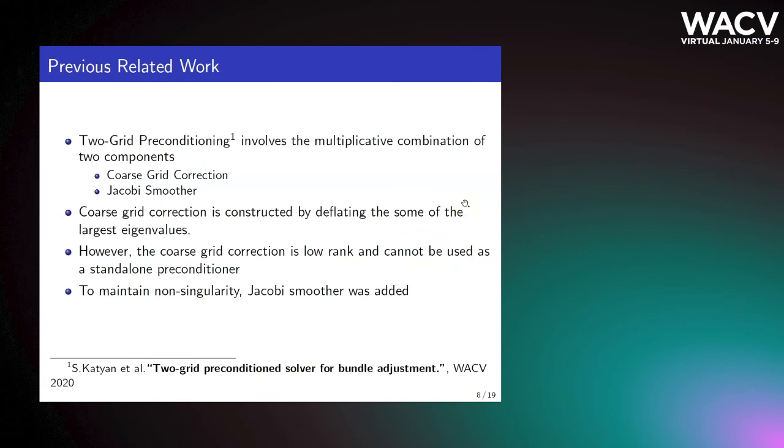In our previous paper, we designed a preconditioner using the two-grid method. It consists of the multiplicative combination of two components: a coarse-grid correction, which is constructed by deflating some of the largest eigenvalues, and a Jacobi smoother. The reason for using a smoother is that the coarse-grid correction is low-ranked and thus cannot be used as a standalone preconditioner. The smoother helps to maintain non-singularity.